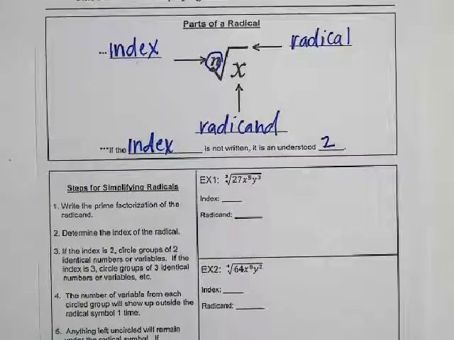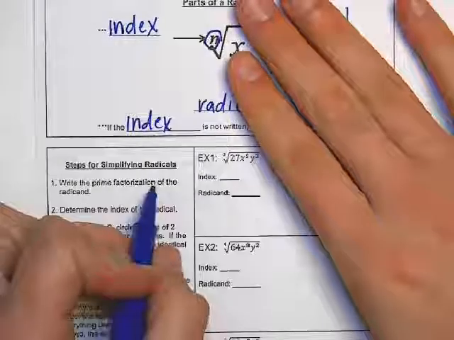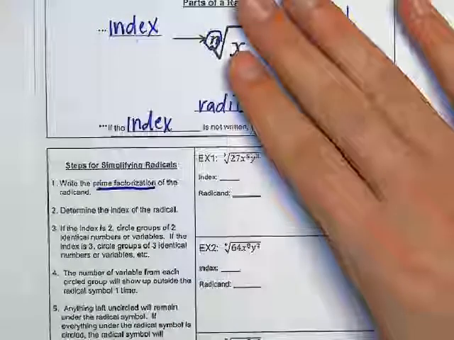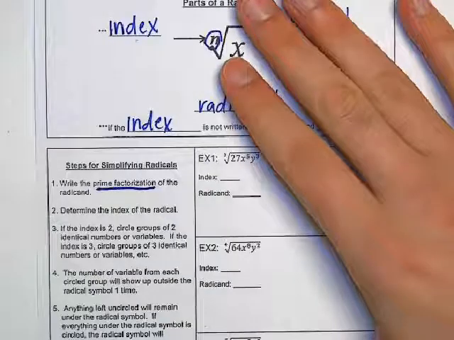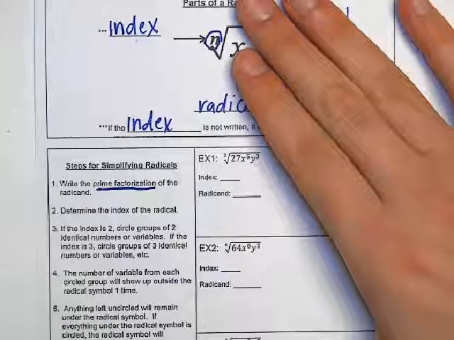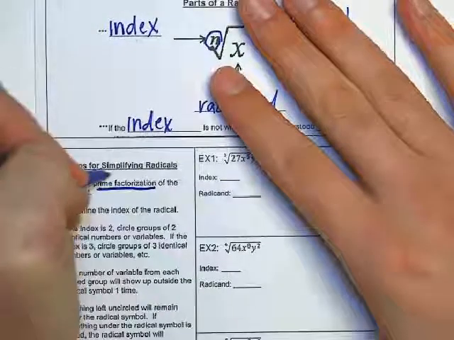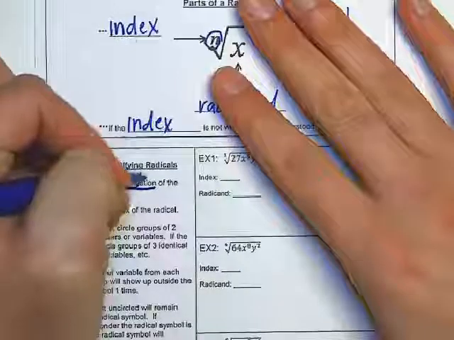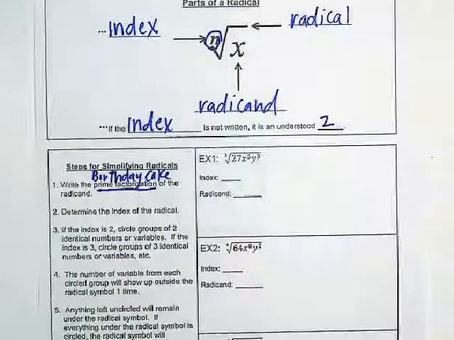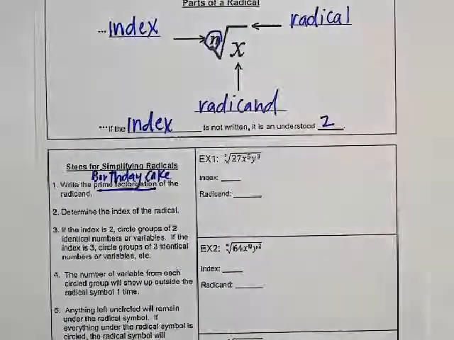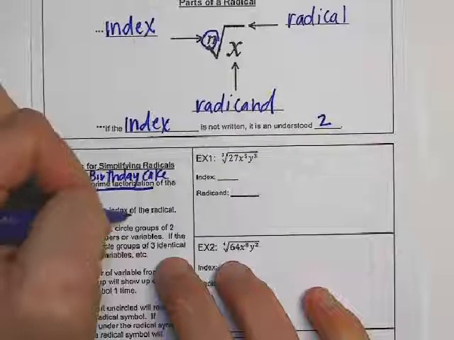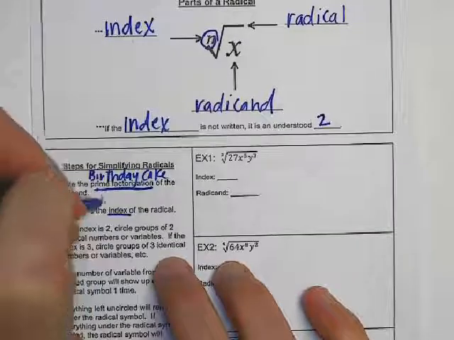We're going to just talk about the first few. It says write the prime factorization of the radicand. What does prime factorization mean? When I'm doing the prime factorization, that means the birthday cake. So everybody write birthday cake so you know what that means when you look at your steps. So you're going to start with the birthday cake. Then it says determine the index of the radical. What's index mean? The little number.